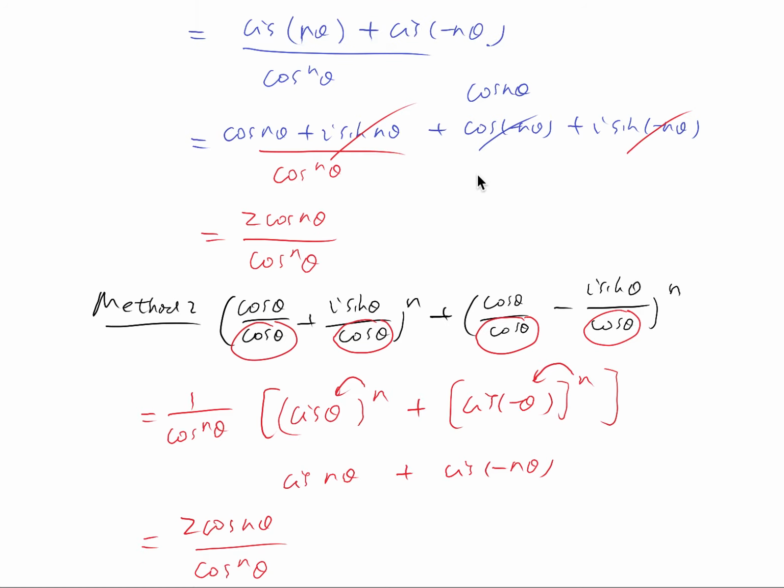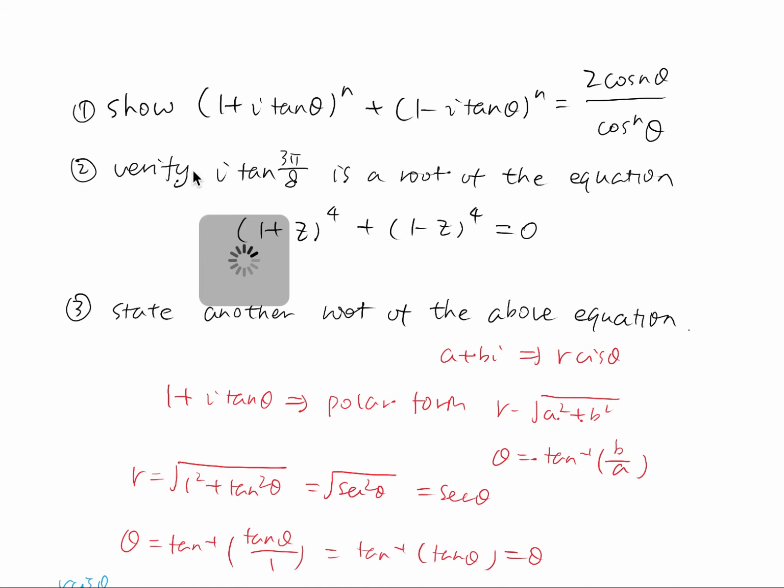Okay. And then they ask you to show i tangent 3 pi over 8 is a solution of the equation (1 plus z) to the power 4 plus (1 minus z) to the power 4 equals 0. Yeah, we just need to expand this. Okay, so let's give it a go first. We just need to show (1 plus z) to the power 4 plus (1 minus z) to the power 4 equals 0, and then one of the roots is i tangent 3 pi over 8.